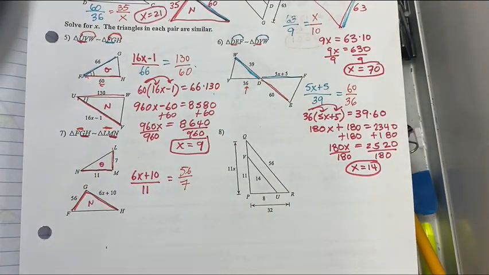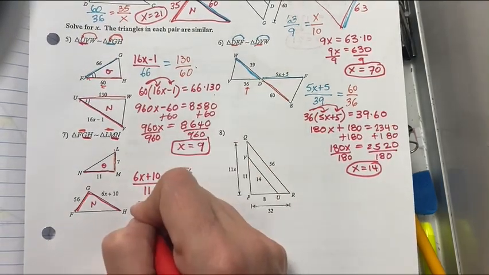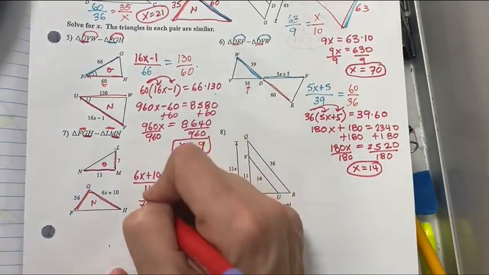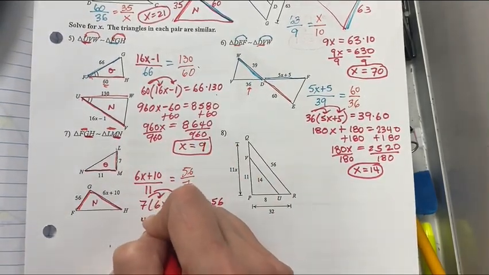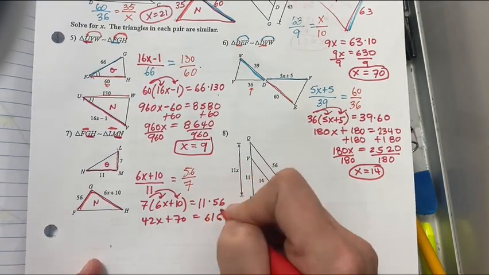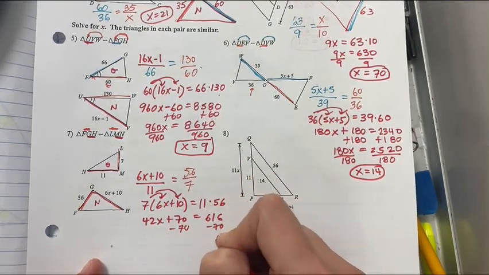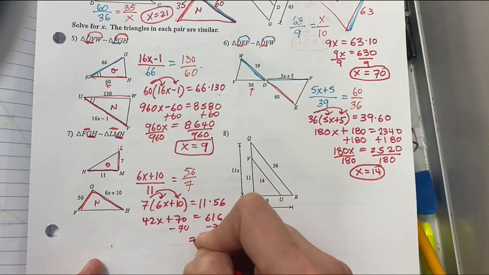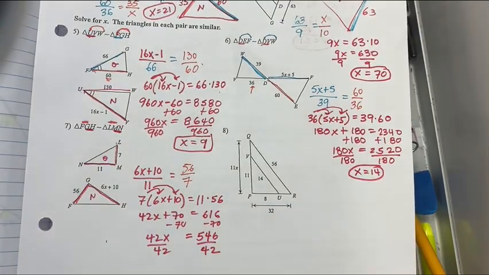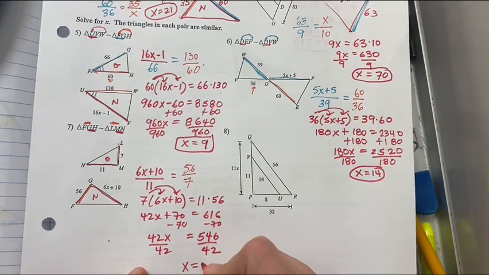Now let's cross multiply to solve. So 7 times 6x plus 10 and 11 times 56. I got x is 13.